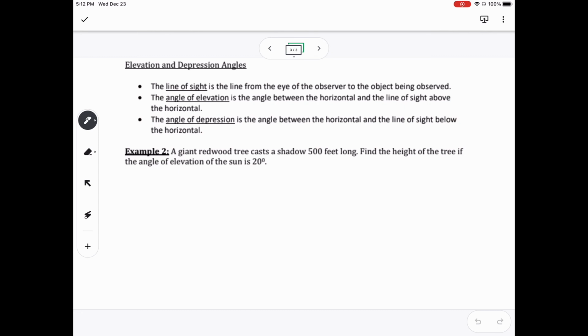So here, example 2, you're given a giant redwood tree casts a shadow of 500 feet long. Find the height of the tree if the angle of elevation of the sun is 20 degrees. So that means that if you are a person standing at the very tip of the shadow that is cast by this redwood, and you're looking up at the very top of the tree where the sun is, that would be 20 degrees. So that's why the angle is at the bottom. And then the shadow that is cast would be on the ground or the adjacent side to that angle, which is 500 feet. And we're looking for the opposite side or the height of the tree.